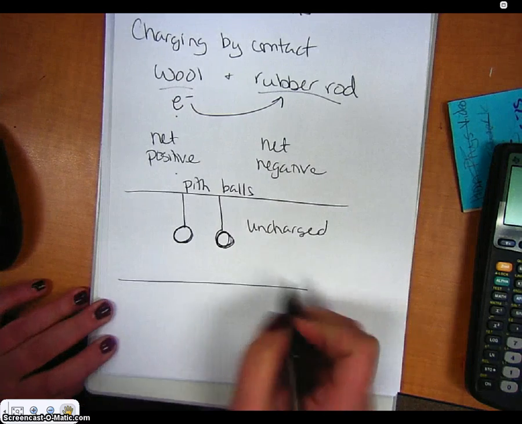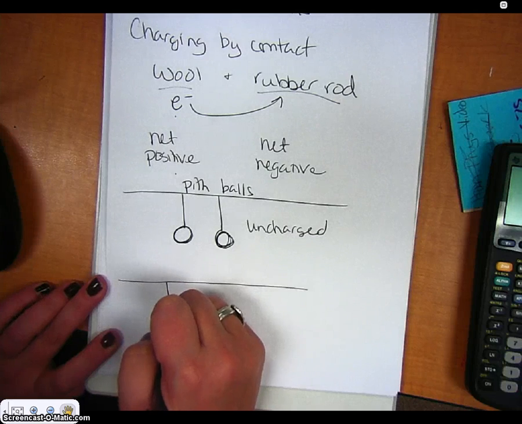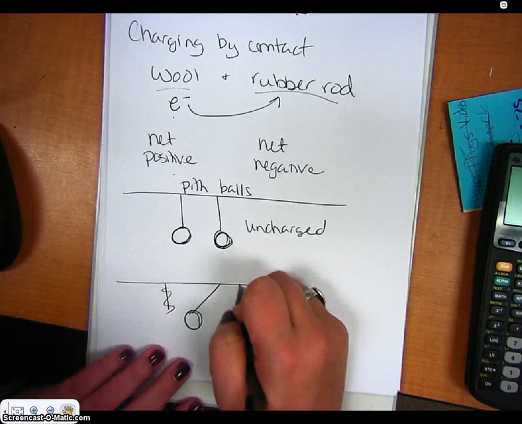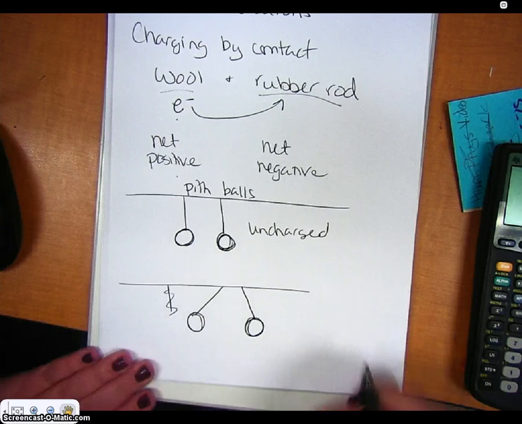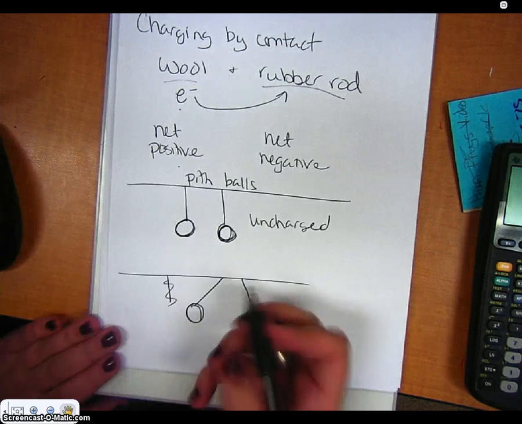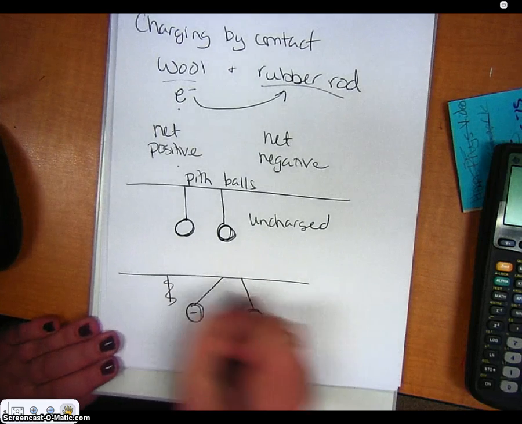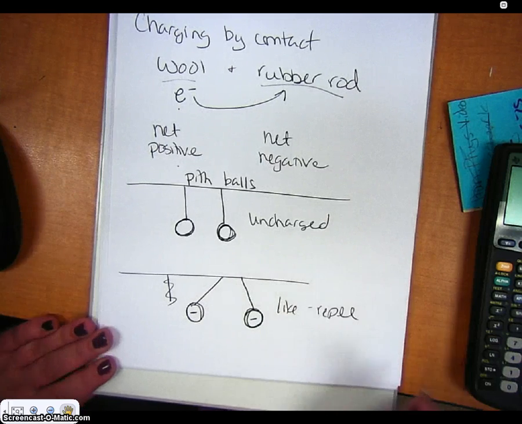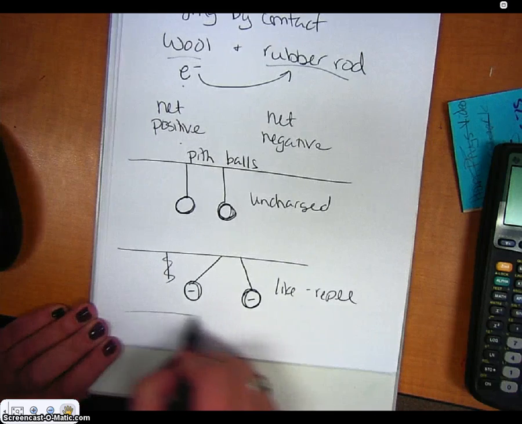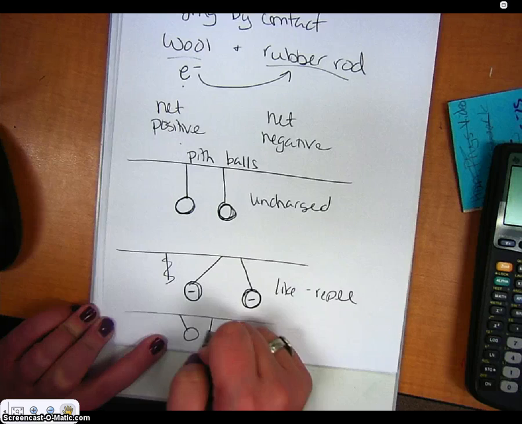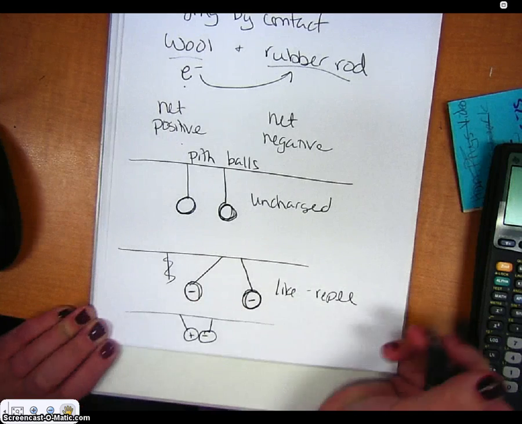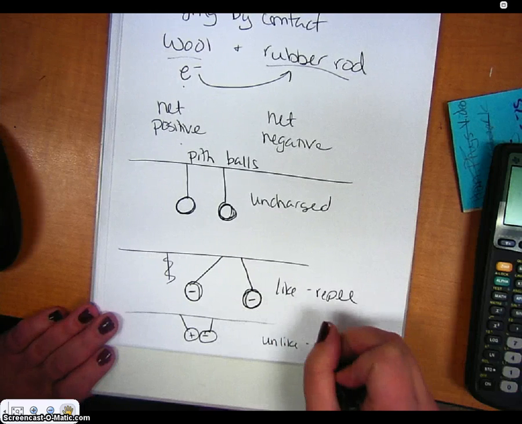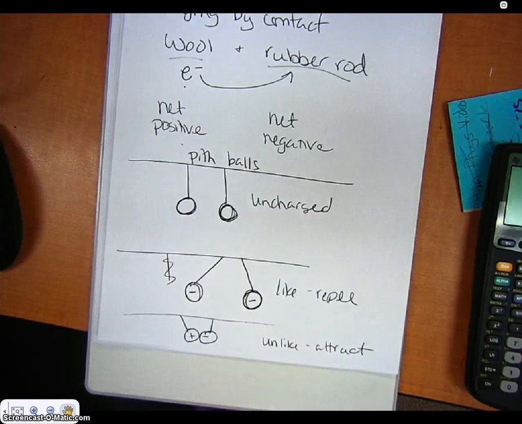But let's say we charged them, and when I hung them next to each other, they actually pushed apart. You would know because they were forcing each other apart that they would have to be like charges, so either both negative or both positive, and they would repel each other. Or we could have another example where they hang next to each other and are attracted. So it would be positive and negative, unlike charges attracting, or opposites attracting one another.